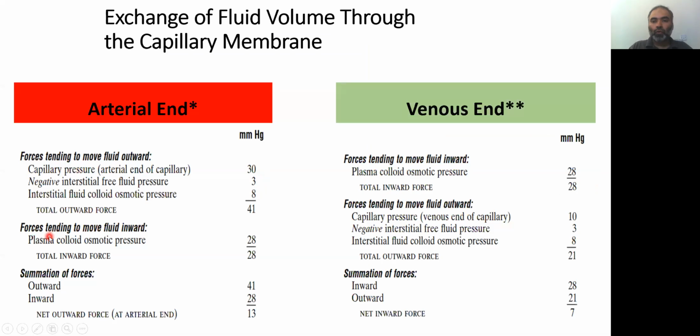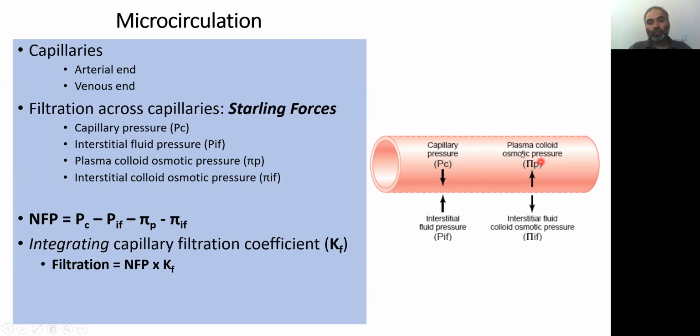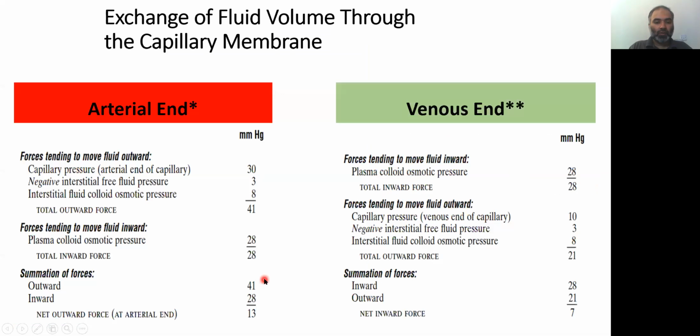And the lonely force that now remains is this one here, plasma colloid osmotic pressure. Its value is 28. This is the only force normally which tries to keep fluid inside the capillary. Remember, we are just talking about the arterial end. So you subtract this, you get 13 mmHg. This is the net outward force at the arterial end.